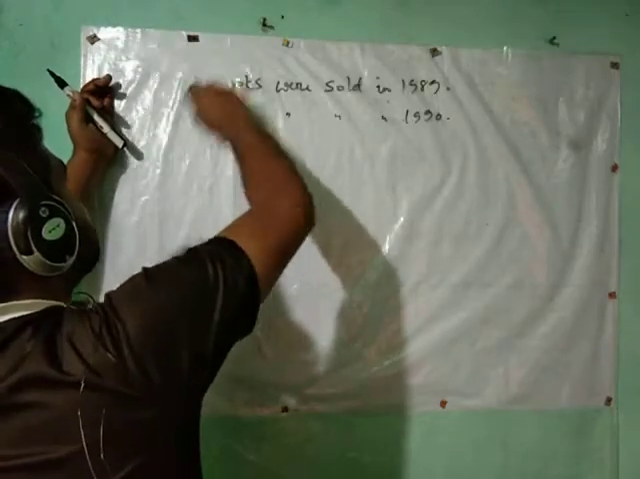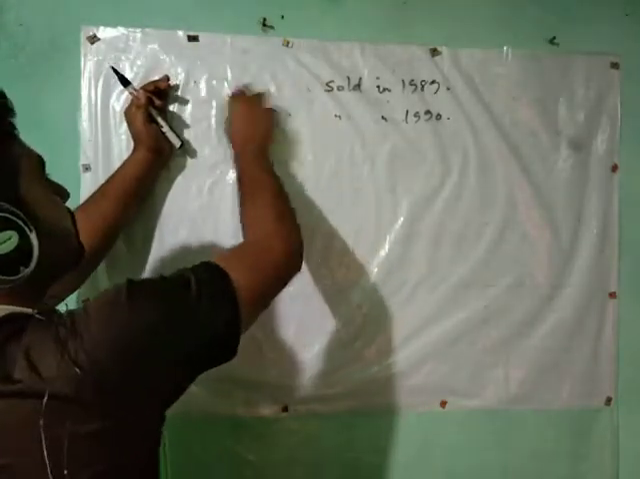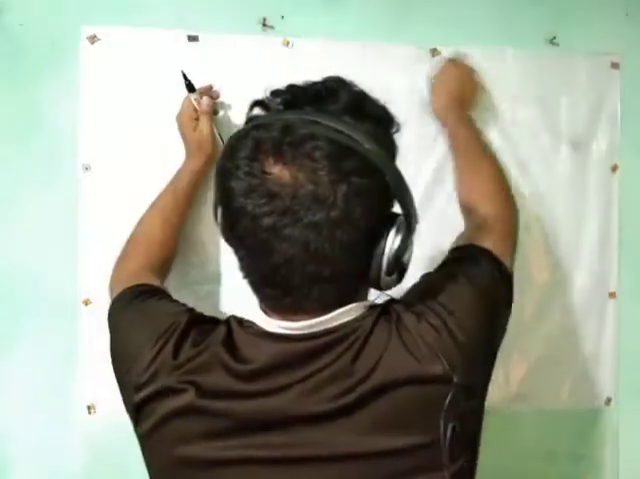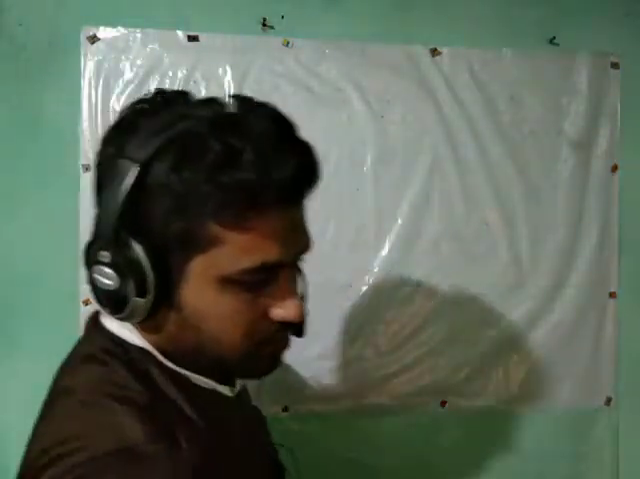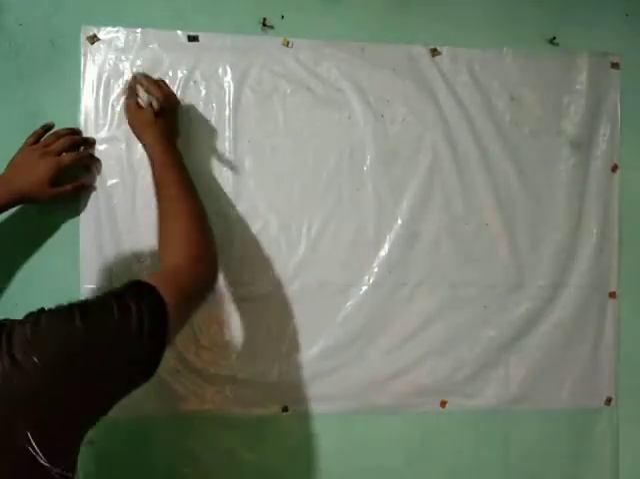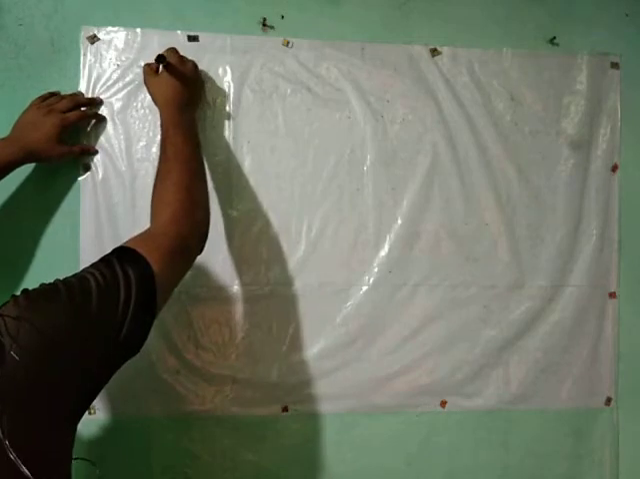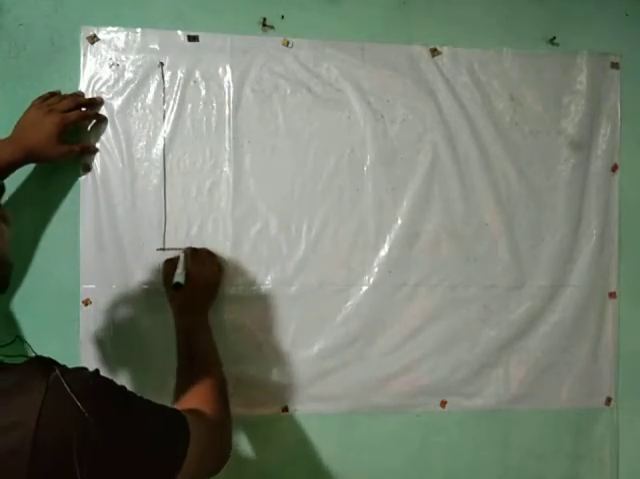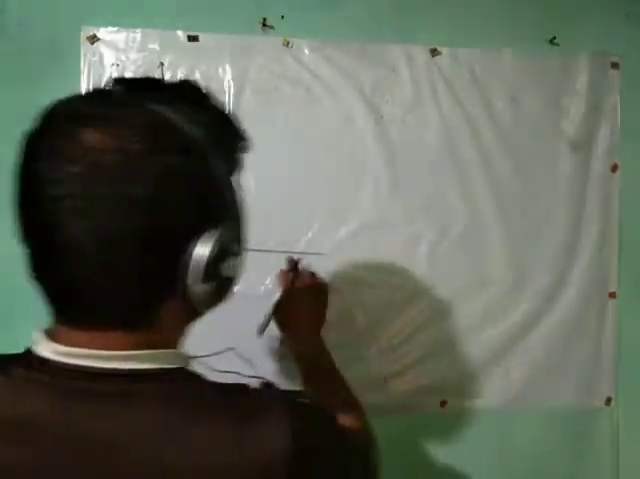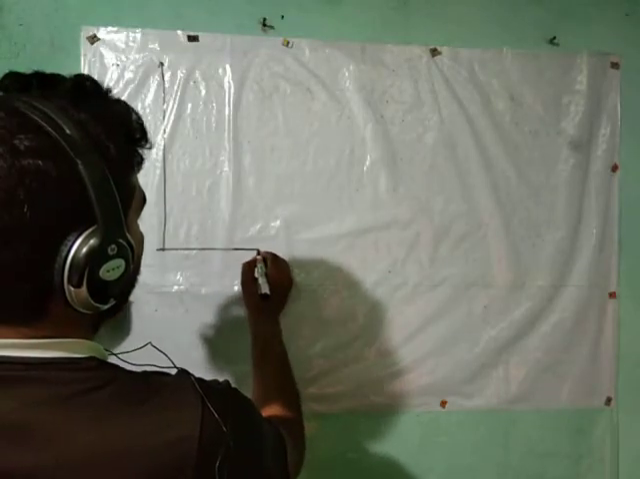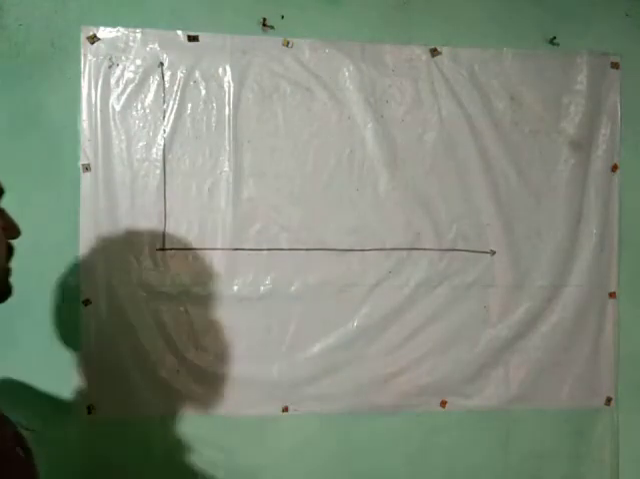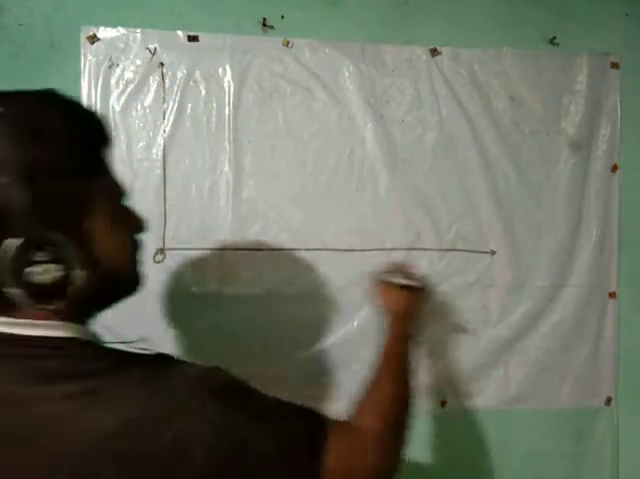Now let me introduce the bar diagram, how to draw the bar diagram. First, for question number three, what I have to do is first draw these axes. These axes are very much important, and remember one thing, the axes must be drawn using a scale. With the help of a scale you have to draw it. This is the Y axis, this is the X axis.